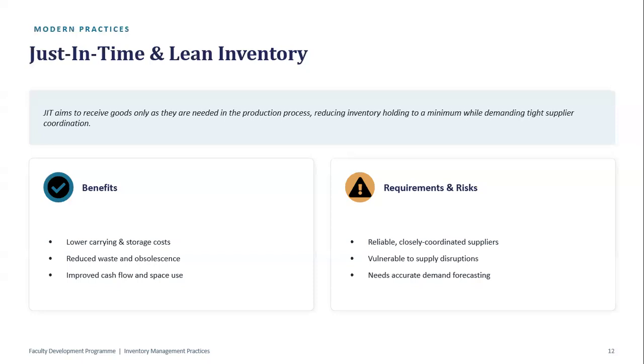However, just-in-time requires highly reliable suppliers, accurate demand forecasting, and excellent coordination. Any disruption in transportation or supplier performance can immediately affect production. Therefore, organizations adopting just-in-time must develop strong supplier relationships and effective risk management strategies.